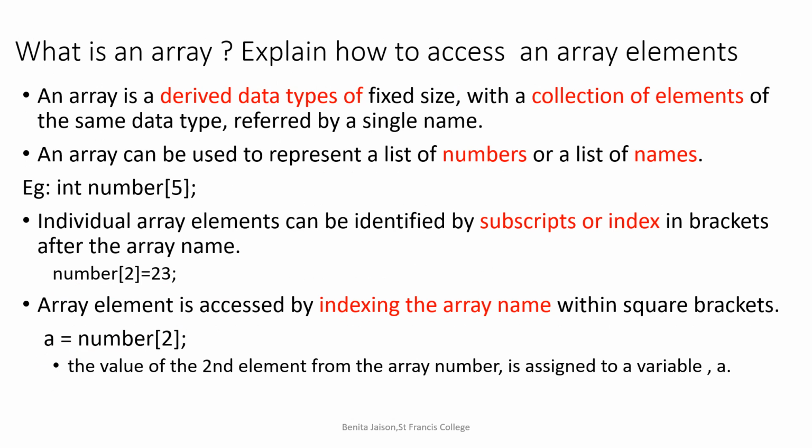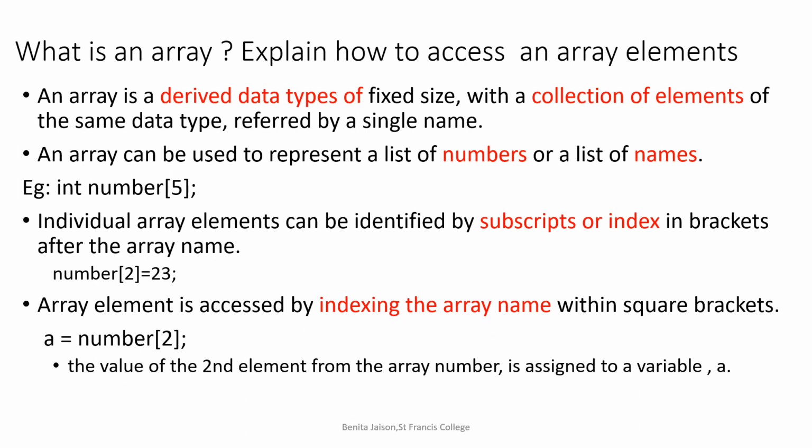What is an array and how to access the array elements? An array, as we all know, is a derived data type. Arrays are derived from the primary data type. It can be either an integer, float or character array. So it is nothing but a collection of data of the same type which is referred to by a single name. An array can be used to represent a list of numbers or a list of names. When we declare an integer array, we are referring to a list of numbers. When we declare a character array, it can store more than one character. Or if you are declaring a character array of 2 dimensions, we will be able to store a list of names. Individual array elements can be identified by the subscript or the index number given in brackets.